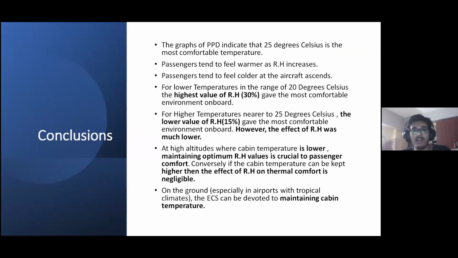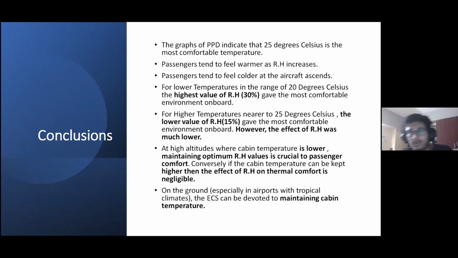Now, here are the conclusions which we got. The graphs of PPD, predicted percentage dissatisfied, indicate that 25 degrees Celsius is the most comfortable cabin temperature, which of course is obvious. For most human beings, 25 degrees Celsius is the most ideal, because at 20 or 22, we tend to feel colder. This of course varies from person to person. For example, a person from Siberia might not feel as cold at 20 degrees as a person from India might, because they both grew up in different environments. But at the end of the day, they both feel cold. So 25 degrees Celsius is mostly accepted as the comfortable temperature.